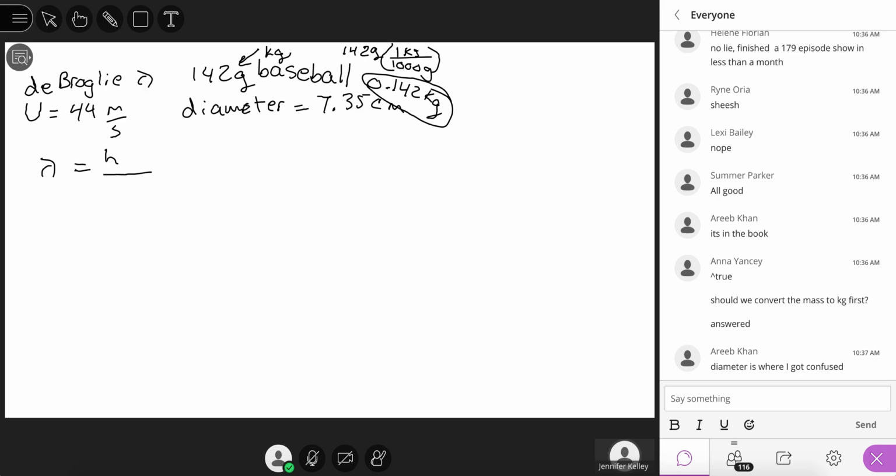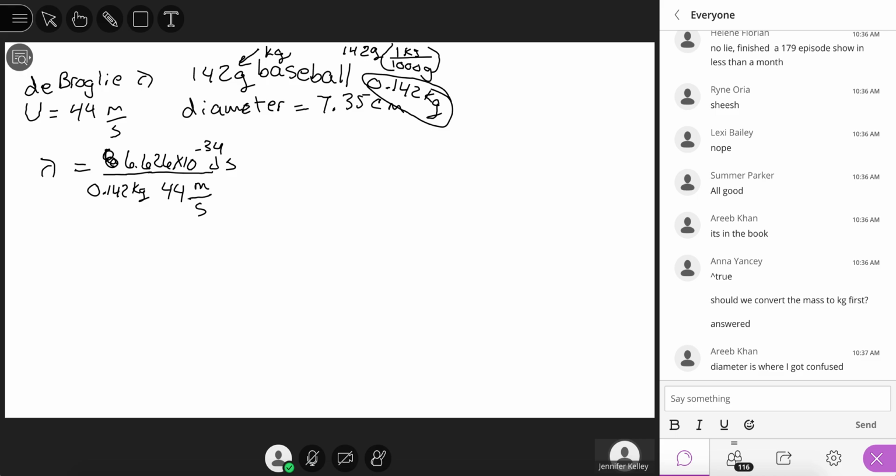With the diameter, it seems almost like you have to do some sort of a cylinder or sphere problem, because normally when they give you diameter, that's kind of what they expect. But in this case, it's useless information until the very last step. So the mass is 0.142 kilograms, and the velocity is 44 meters per second. And then instead of the letter h, I'm going to use 6.626 times 10 to the negative 34 joule seconds.